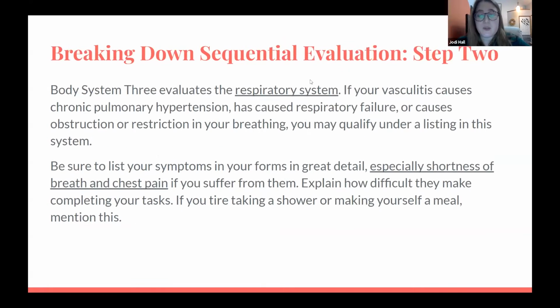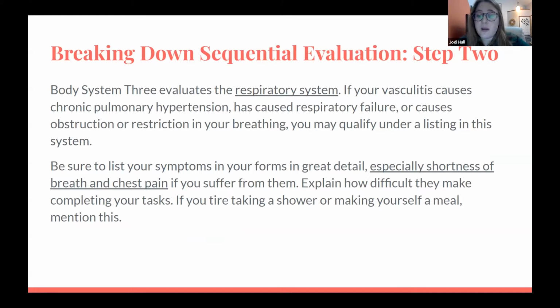Body system 3, the respiratory system. If your vasculitis causes chronic pulmonary hypertension or has caused respiratory failure, or any kind of obstruction in the way you are breathing, you may qualify under this system. This is where pulmonary function tests can be really helpful in determining severity.